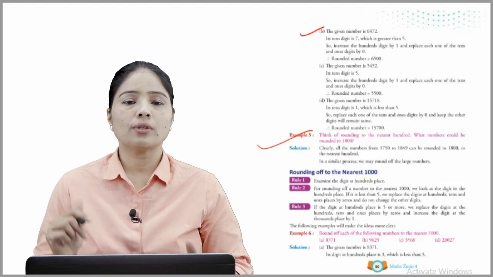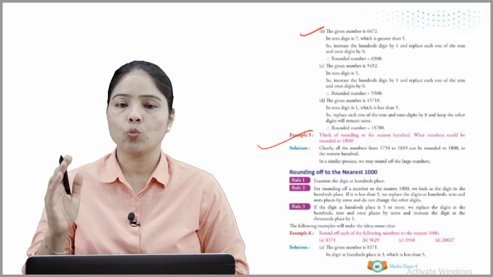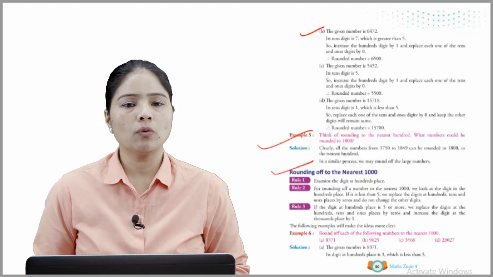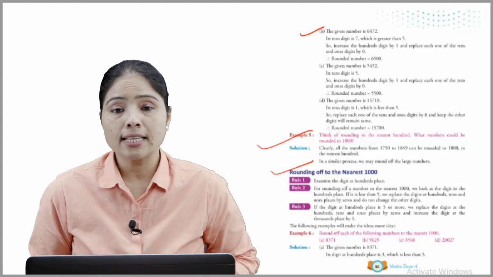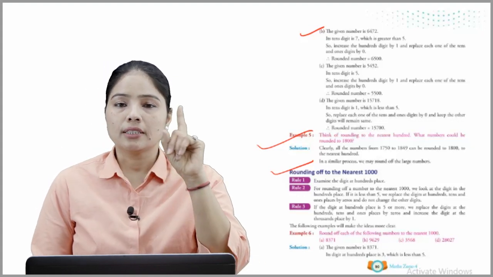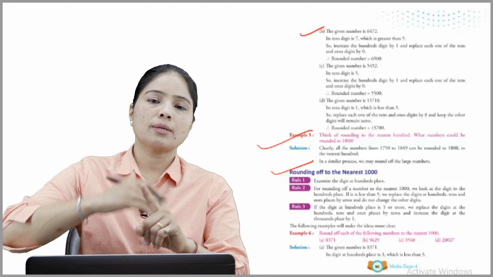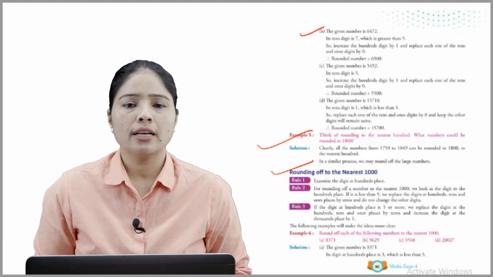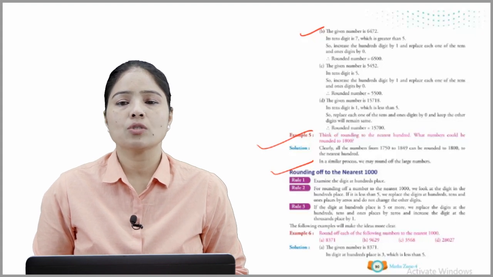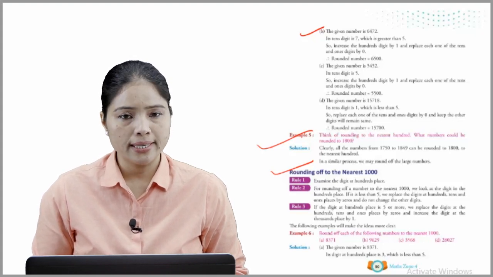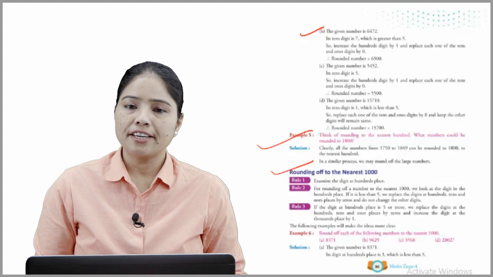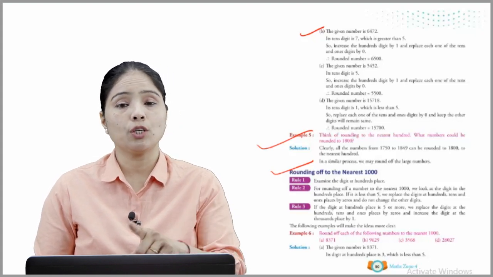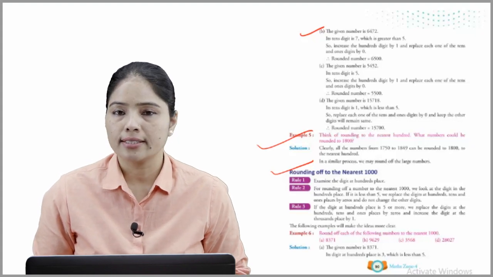So, now rounding off to the nearest 1000. Now we look at 1000. Rule number 1 is examine the digit at the 100 place. To round to the nearest 1000, we first look at the hundreds place. Rule number 2: for rounding a number to the nearest 1000, we look at the digit in the 100 place. If it is less than 5, we replace the digits at hundreds, tens and ones places by zeros and do not change the other digits.